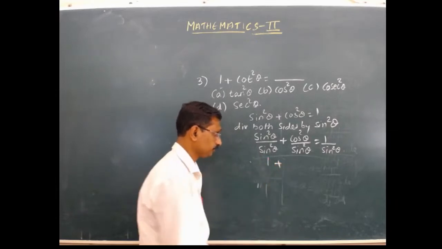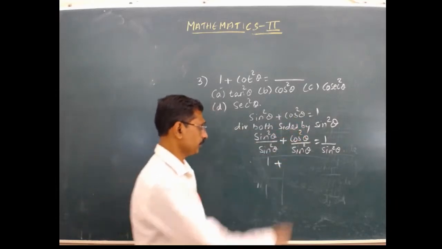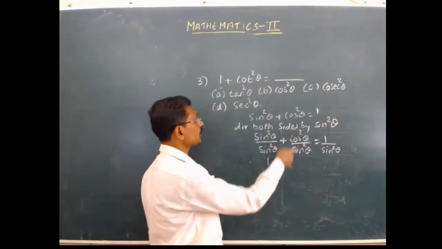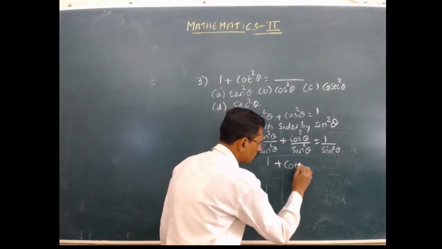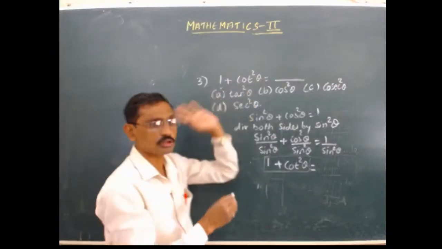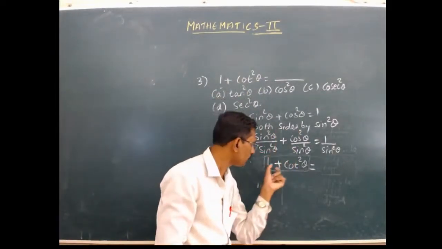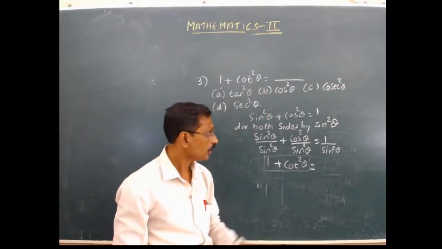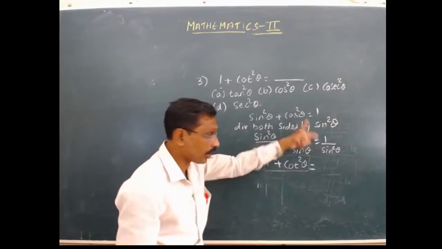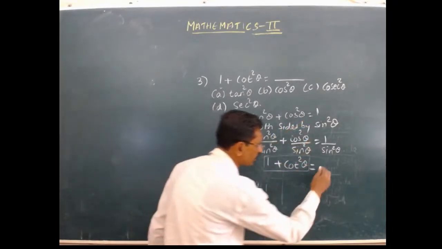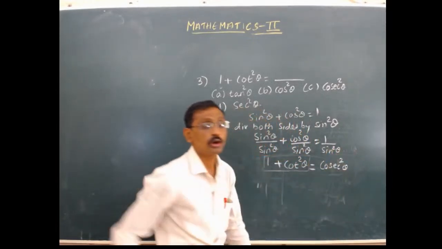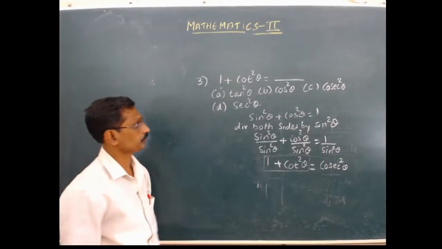Therefore, plus. Forget the square. Cos upon sine gives me cot. As usual, I have got 1 plus cot square theta, what I wanted. Now remaining here, 1 upon sine square theta gives me what? 1 upon sine gives me cosec. And here I have got a square, so I am going to write cosec square theta.